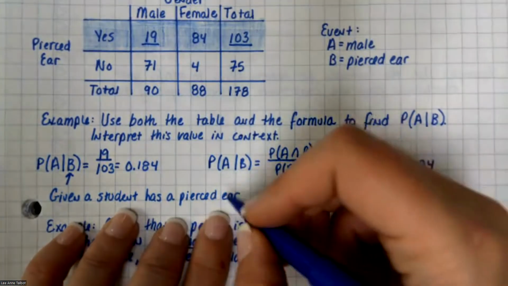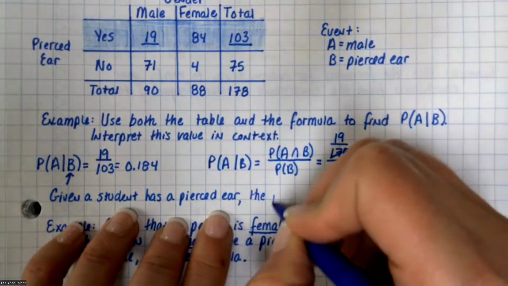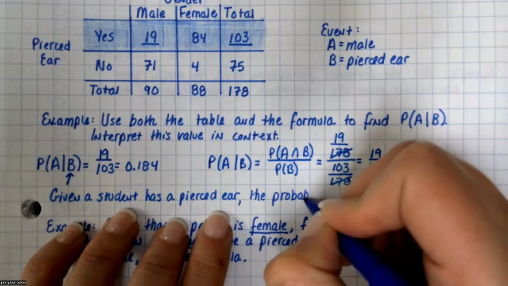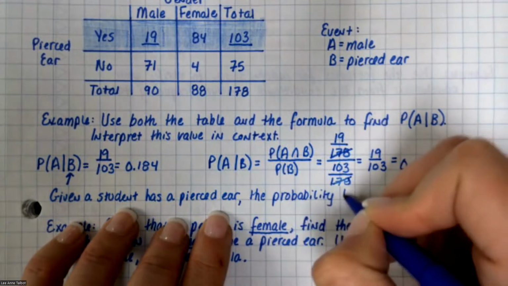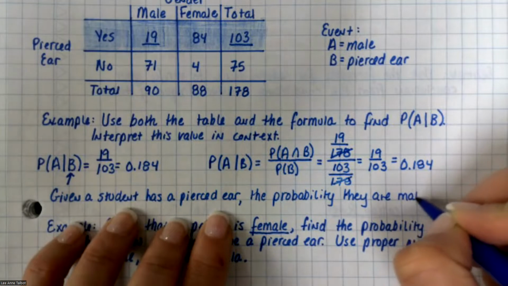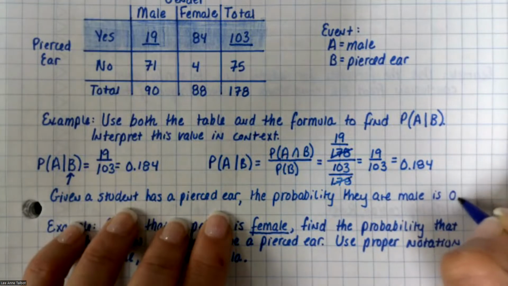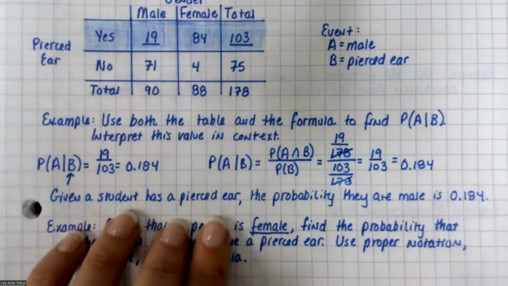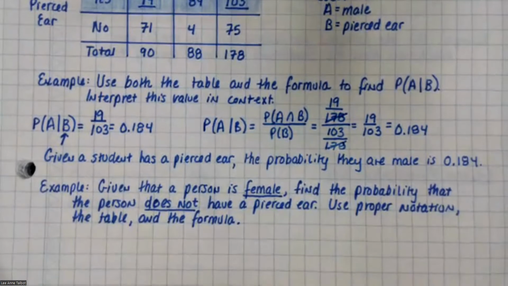Anyway, given a student has a pierced ear, the probability that they are male is 0.184.